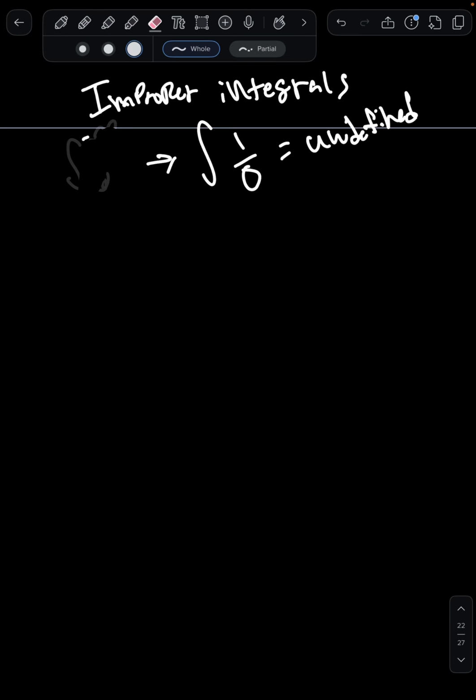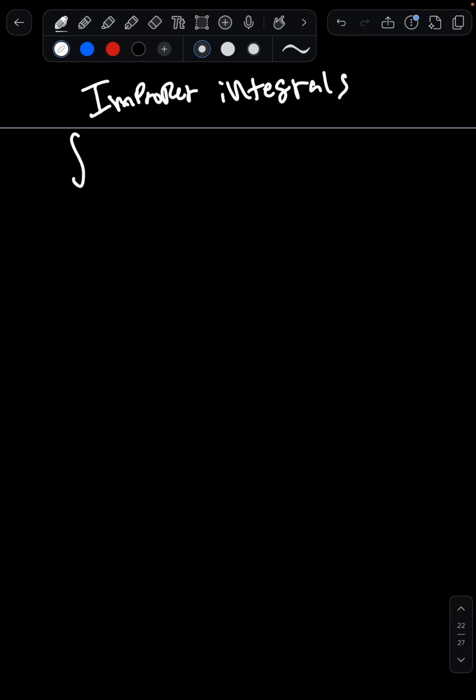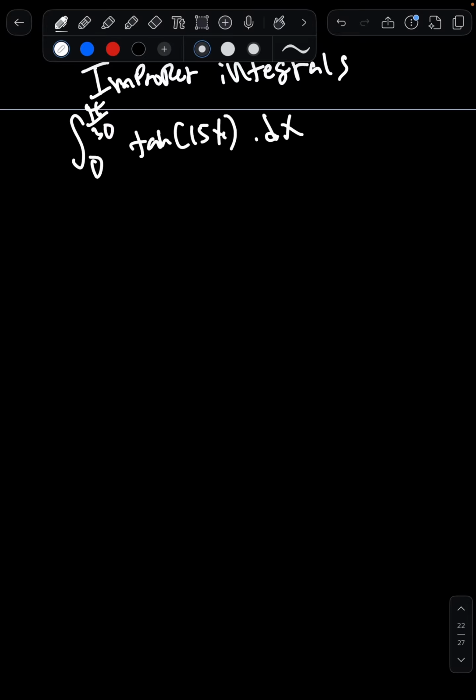Let's take an example problem. Let's take the integral from 0 to pi over 30 of tangent 15x times dx. Upon looking at this problem, the average Calculus 1 student even is going to look at this and be like, well, let's just perform u substitution. Let's let u equal 15x and be done with it. Now, that is true. U can be tangent, or u can be 15x, and you could solve it like that.